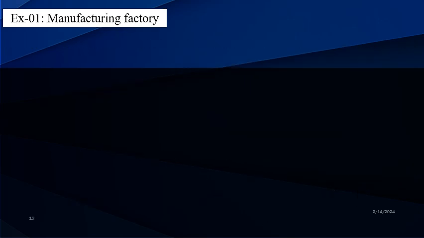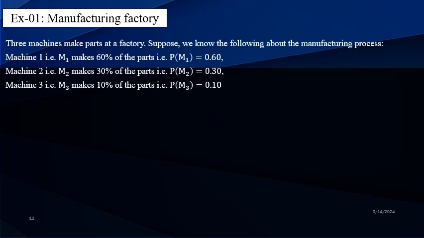So, a very simple question. I have taken a manufacturing factory problem. There are three machines in a factory. All three machines are manufacturing various equipment or components. Like if you go to any automobile company factory, the same machine will produce a nut, bolt, a screw, and other parts of an axle or something like that. So there are various machines.